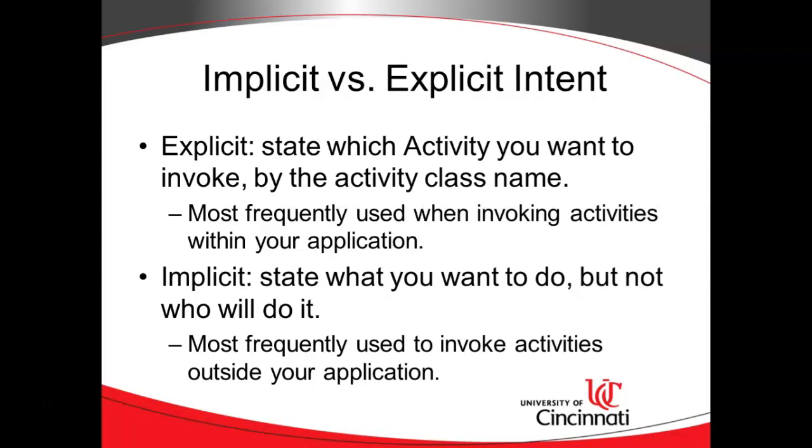So explicit intent, we're saying what class specifically we want to call. Think about when that would be used. That would typically be used within an application when we're going from one specific screen to another specific screen. Implicit intent, we're just saying what we want to do but not how we want to do it. That's usually used to call something outside of our application that we want to reuse. Something like the gallery, the camera, the video player, some kind of image viewer, music player, anything like that where we want to take advantage of something outside of our application.